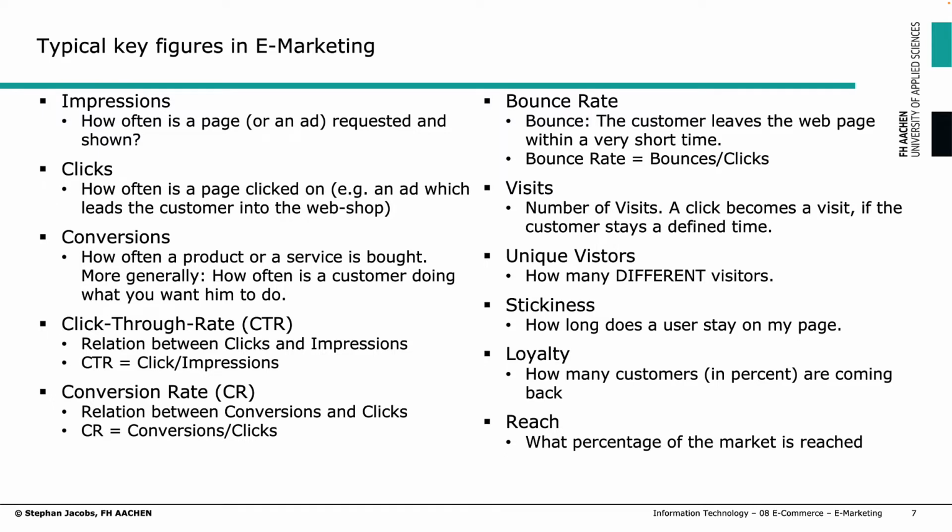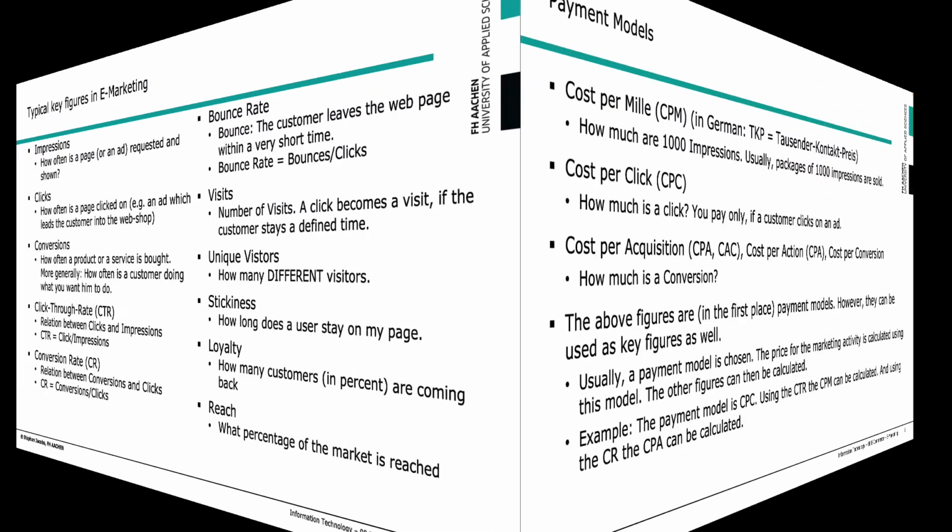The stickiness describes how long somebody stays on a given web page. And loyalty describes how many customers in percent are coming back. So if you bought something, are you coming back and buying something the next time? The reach is the percentage of the people you have reached in a given market. However, it is sometimes difficult to calculate if you don't know how many people are really in your market.